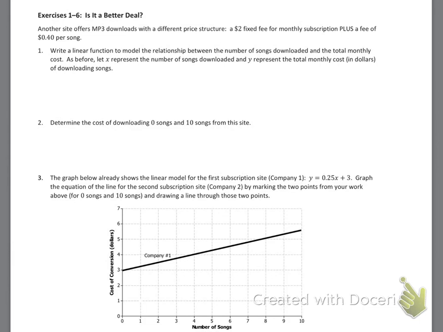All right, so this function is going to look very similar. Our total cost, Y, is going to equal the cost of the songs that we choose to download. So that's going to be 4/10 or 0.4 times the number of songs we download, which is X. And then there's this plus our $2 fixed cost. So we can write it like that, or we could write it just as 2, because it is a 2. Okay, so there's our function.